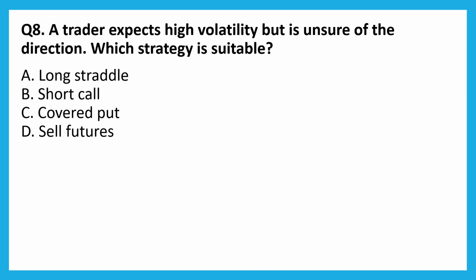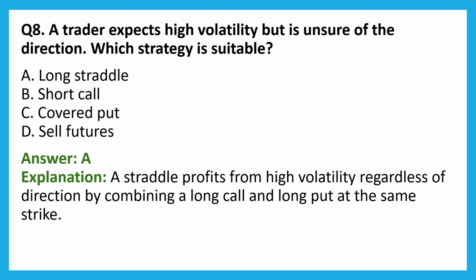Next question. A trader expects high volatility but is unsure of the direction. Then which strategy is suitable? Option A long straddle, option B short call, option C call put and option D sell futures. Correct answer is option A long straddle.